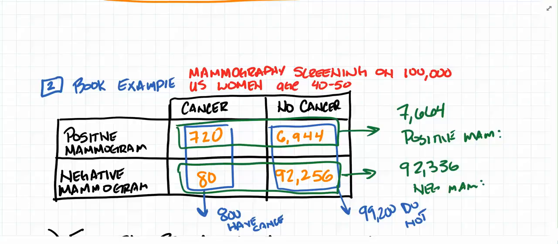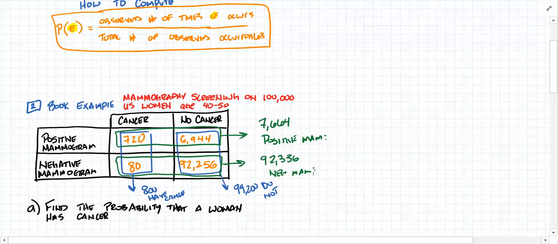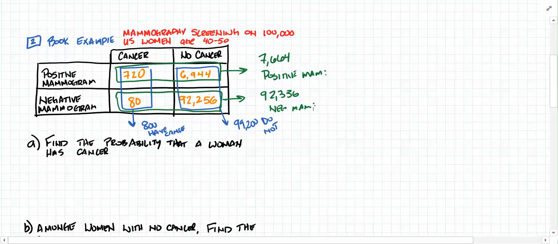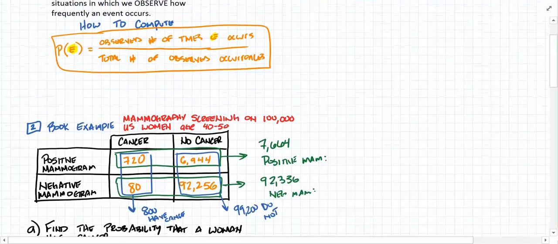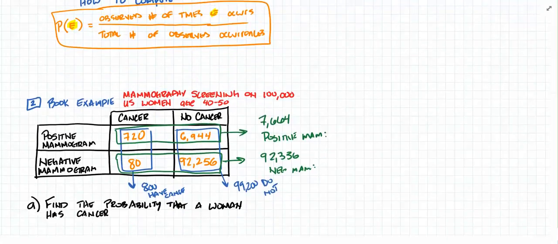I have 3 questions that we're going to answer, and I'm going to zoom this down a little bit so that we can see the questions and everything together. So here's question A. Find the probability that a woman has cancer of this group. We have to know what we're looking at and why we're looking at it. Remember that the definition for the empirical probability is the observed number of times that E occurs. So what would E be in this case? People having cancer, right?